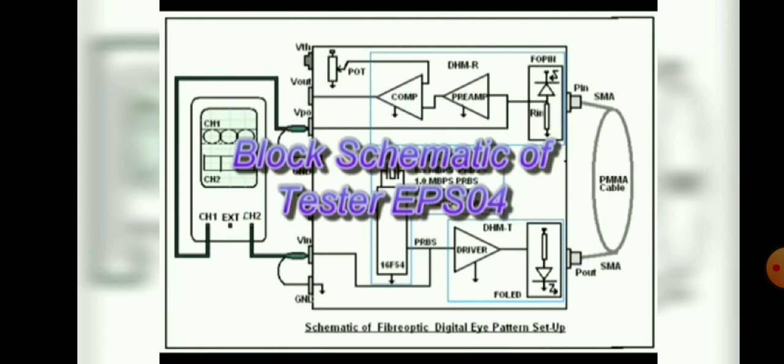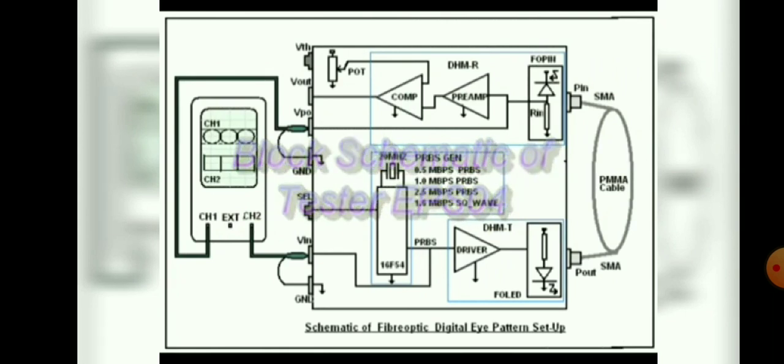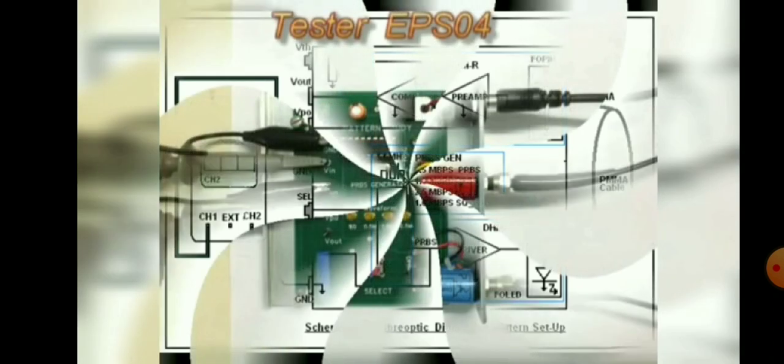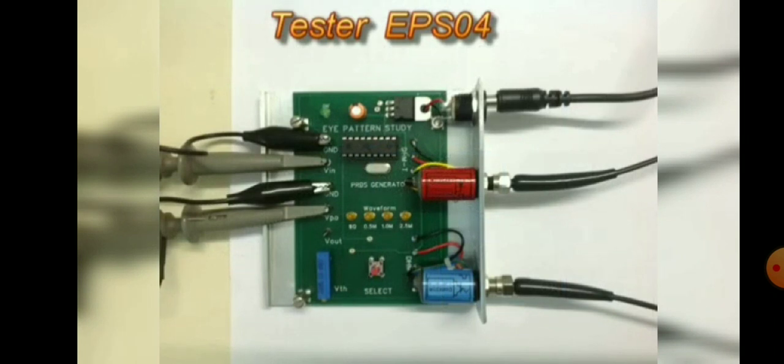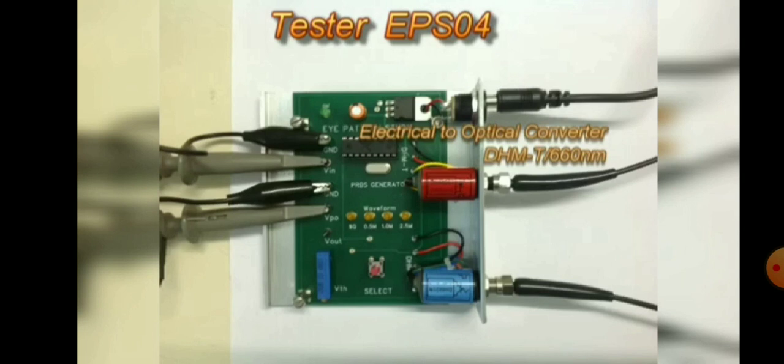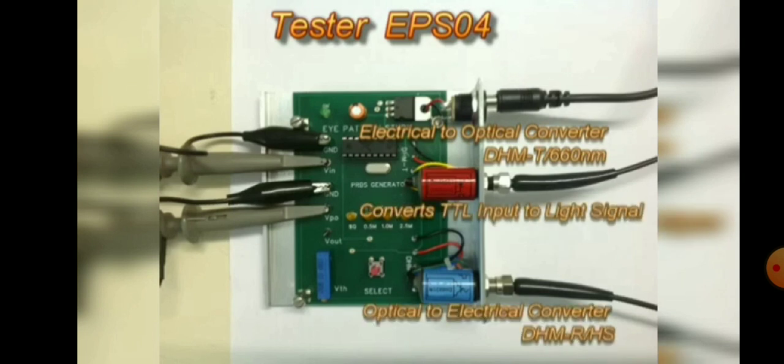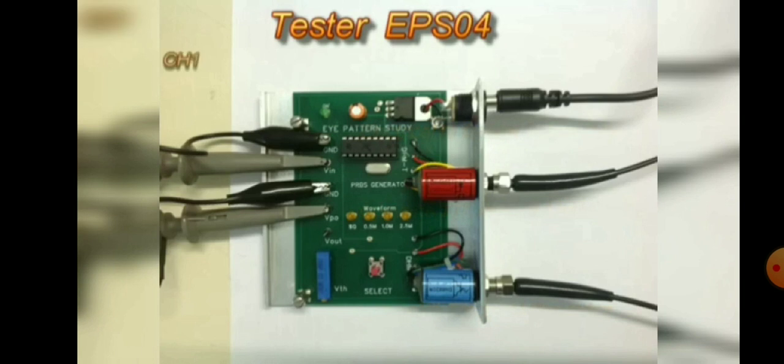Block schematic of tester EPSO4. The transmitter and receiver of the digital link is connected via PMMA cable. Tester EPSO4 comprises the following components. First one, electrical to optical converter THM transmitter 660 nanometer, which converts TTL input to light signal. Optical to electrical converter THM receiver HS, which converts light signal to the TTL output.